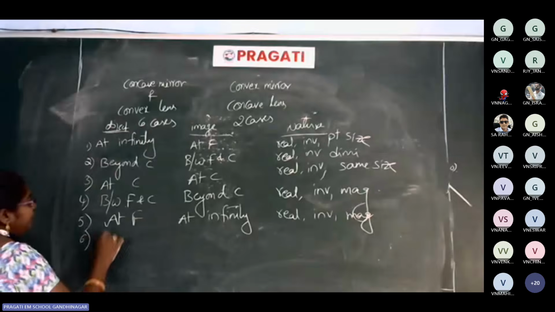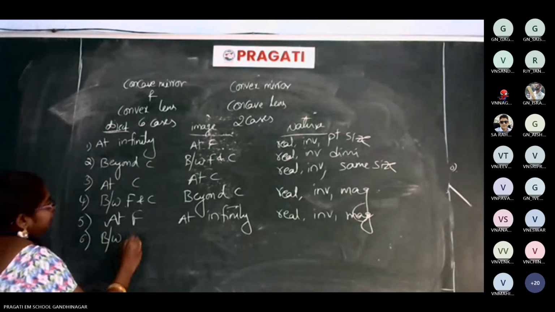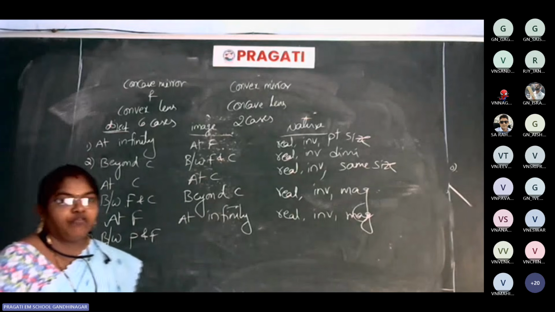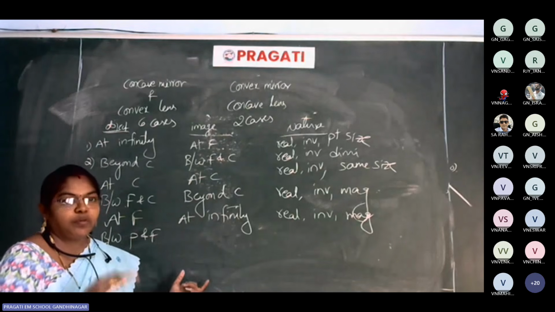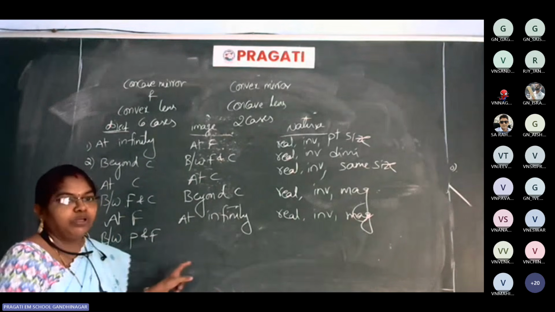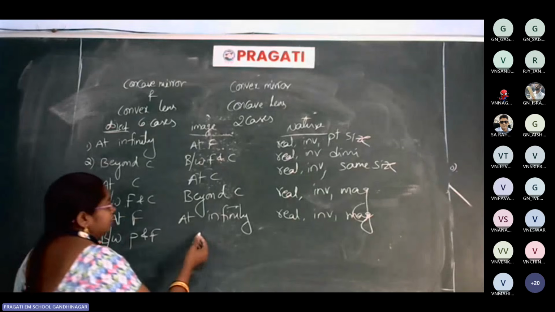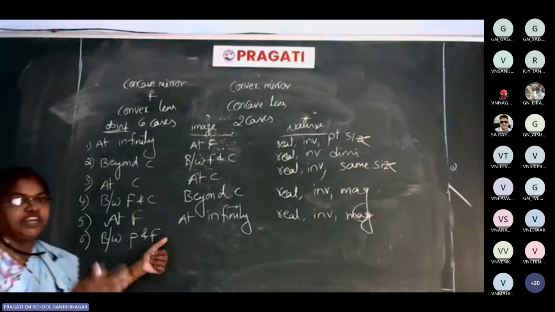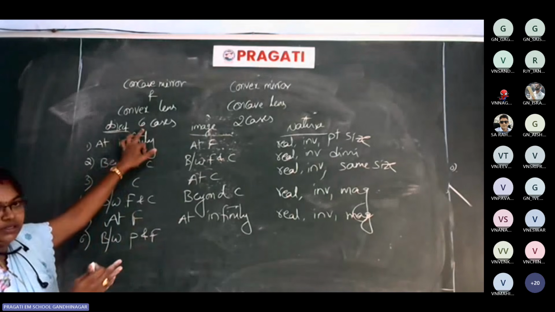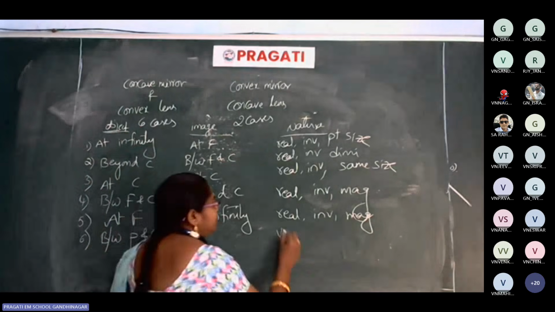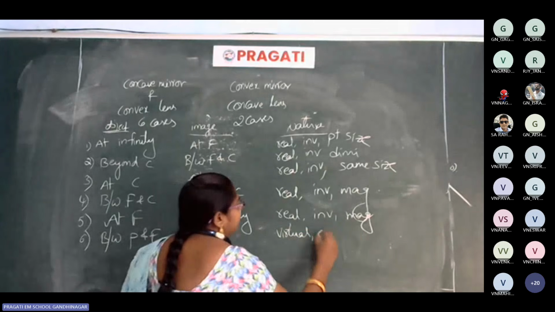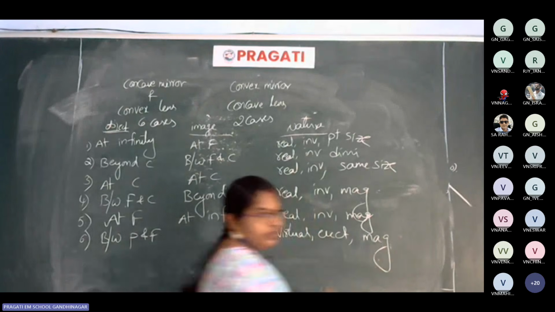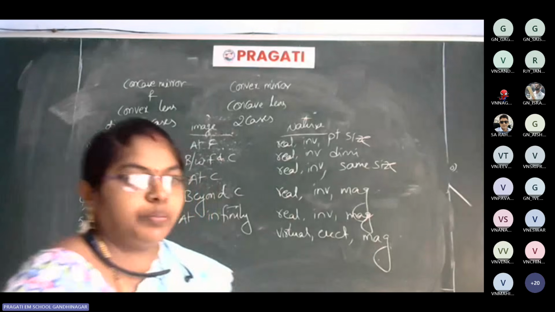Next, between P and F. In the case of mirror, in lens it means between F1 and O. We'll call it the optic center in lenses and the pole in the mirror. So here the image is behind the mirror, on the same side of the object in lenses. Here the nature of the image is virtual, erect and magnified. Here this table is in your brains.